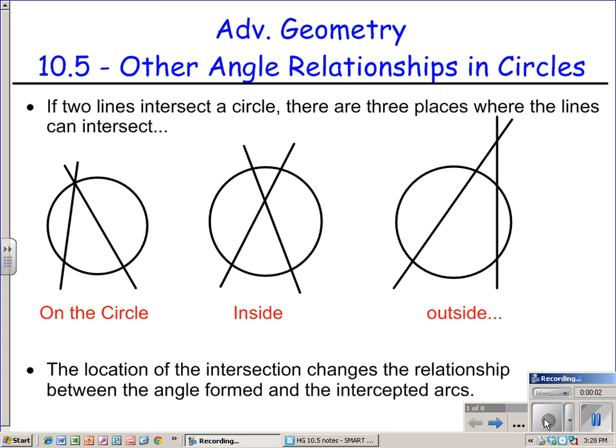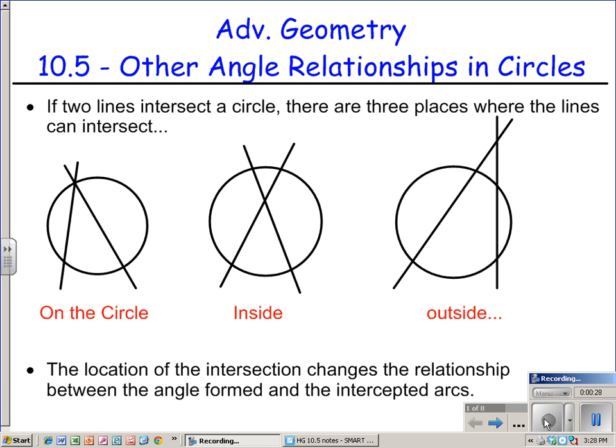Hello everybody, this is the notes for section 10.5. What we're talking about is some angle relationships with the circles. So we're going to be drawing chords, dealing with secants, tangents, and the angles that are formed when secants, chords, and tangents intersect and where they intersect. And again, as always, in the relationship of the circle.